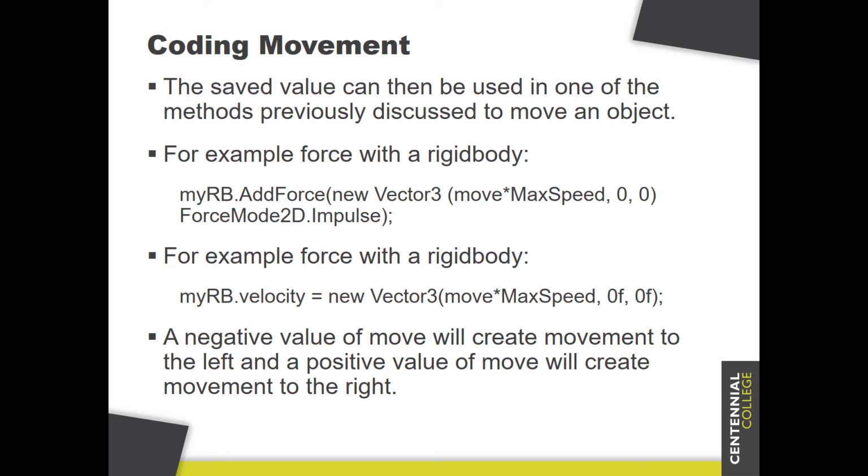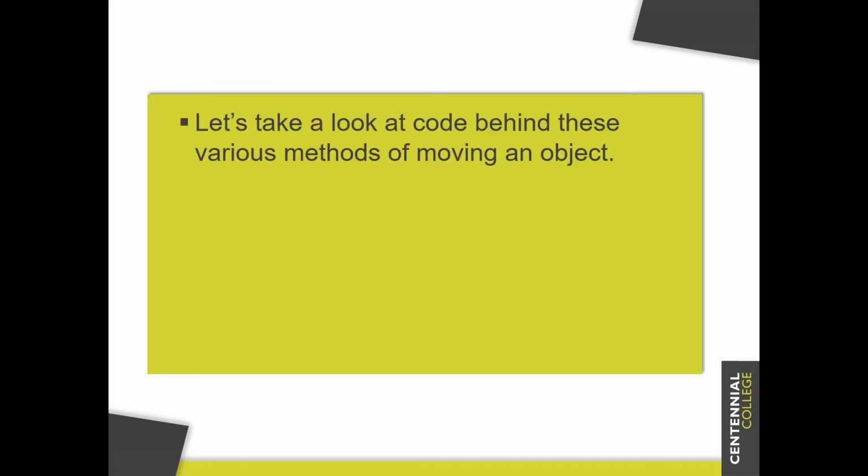And once again, like I've already mentioned, having a negative move value is going to move it in the negative direction along whichever axes we're talking about. And if you have a positive, it's going to move in the positive direction. That's how easy it is to collect input from your player and begin moving your objects around the screen. All right, I think that we've discussed it long enough. Let's head over to Unity and take a look at the code behind all of this.